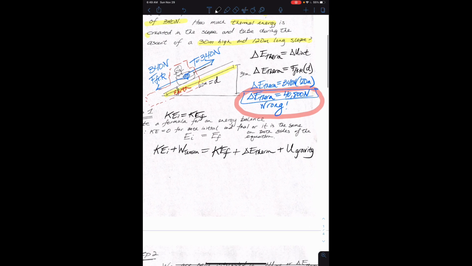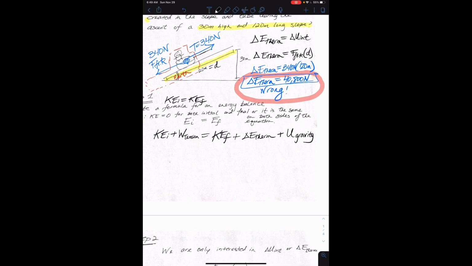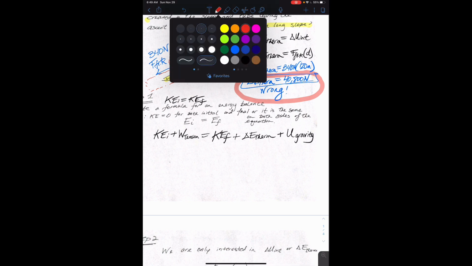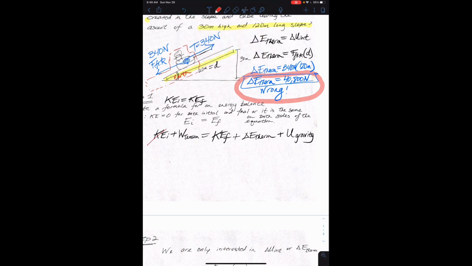All right, so this is going to be our energy equation. Once again, initial kinetic energy and final kinetic energy are the same, so they can cancel off. You can subtract them from both sides, and they go away. So we're left with this: the work done by tension is equal to delta E thermal plus the potential energy of gravity.